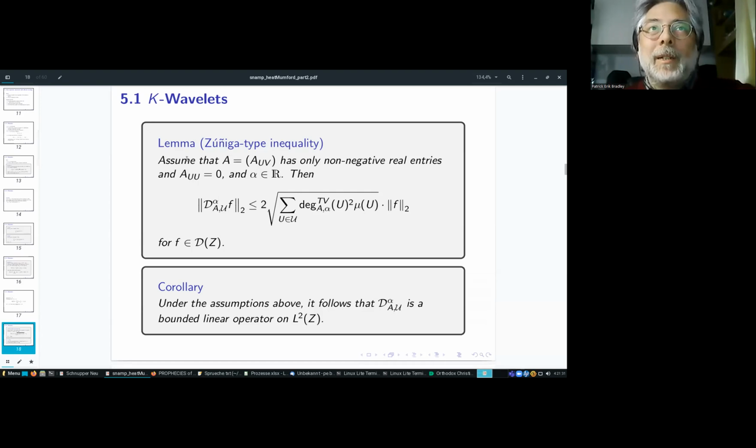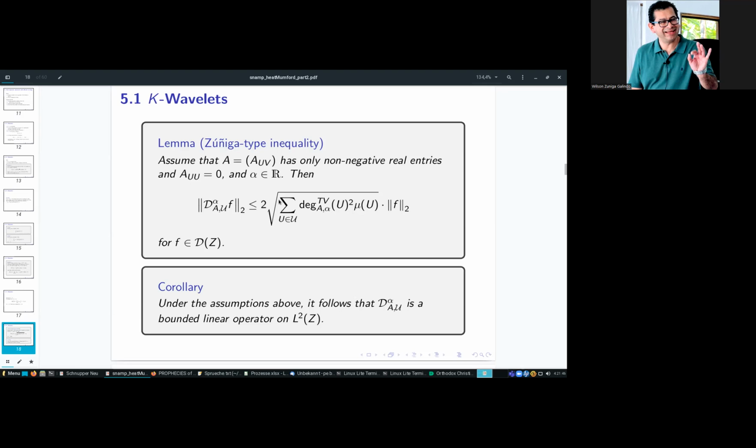And what we get, well, it's almost for free, is a Zuniga type inequality. Namely, it just says that the operator is bounded, and the bound is given here.